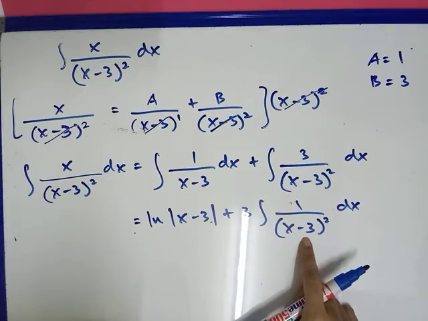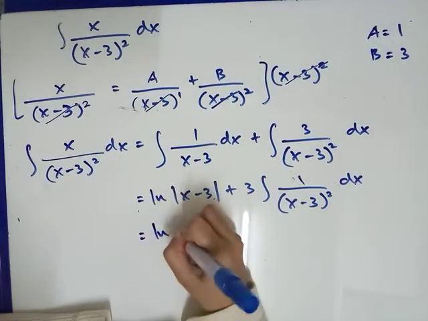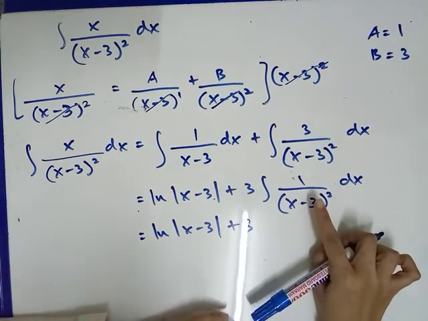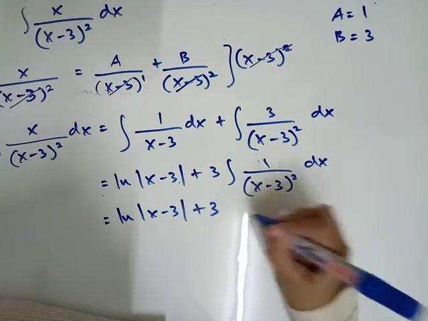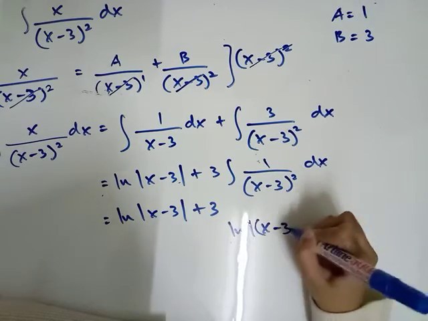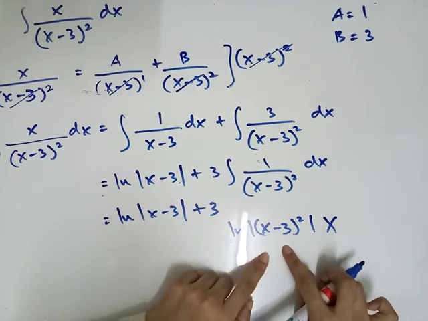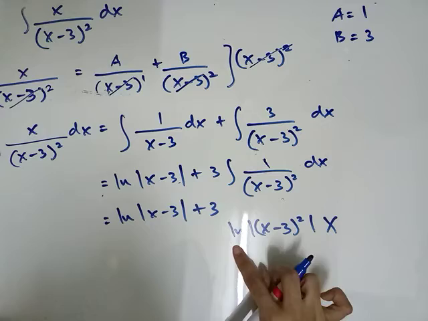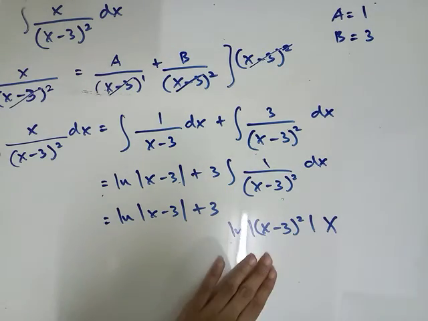So how to integrate this one? Because we have power 2. Okay, ln x minus 3 plus 3, integrate 1 over x minus 3 power 2. We cannot integrate as like this, ln x minus 3 power 2. This is wrong answer. Bukan macam ni. Okay, walaupun 1 over x minus 3 power 2, awak tak boleh jawab macam ni, ln x minus 3 power 2. No, this is wrong answer.